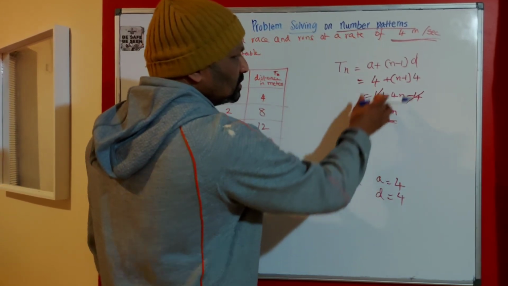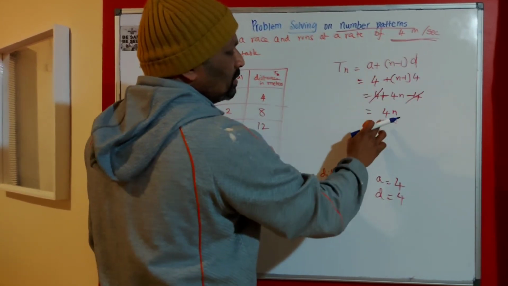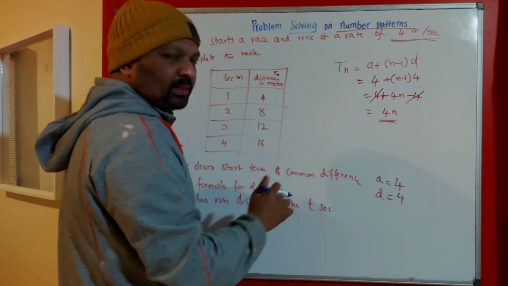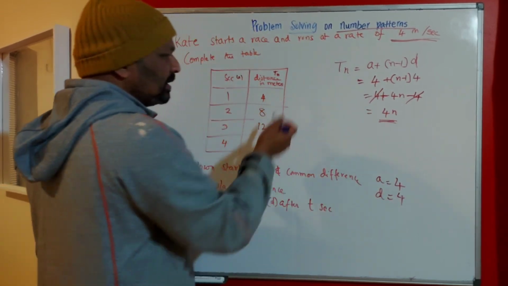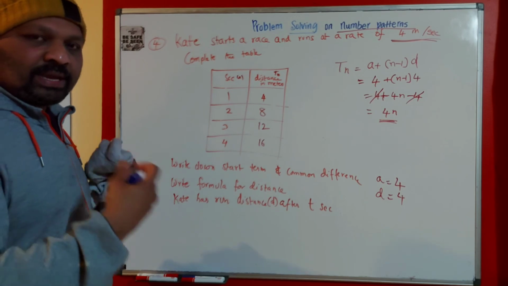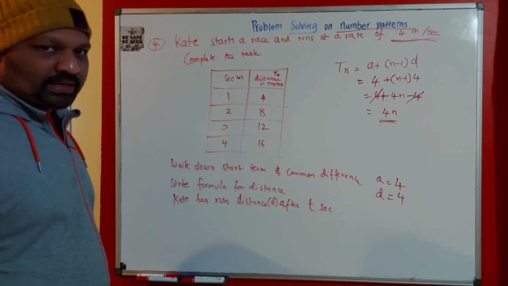The general term formula for this given pattern is 4n, where only n is not known, because you know a, you know d. There is no need to use this formula anymore. You can use this general term formula to find out the distance that Kate is going to run after n number of seconds.